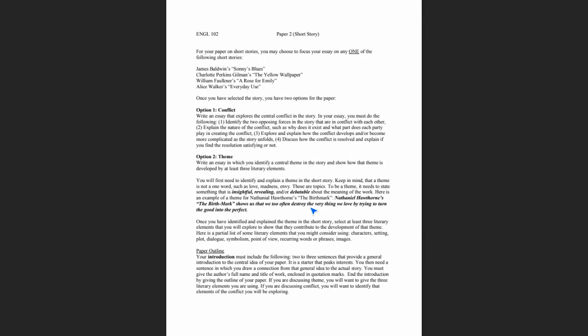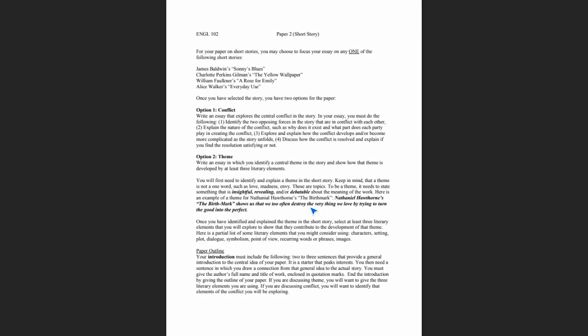Talk about setting. In The Yellow Wallpaper, setting is very important. Talk about dialogue. If you look at Sonny's Blues, there's a lot of dialogue in that story between the older brother and his mother, and various dialogues between the older brother and Sonny. How do those play along in the theme? You can look at point of view, recurrent images, phrases, things of that nature. You only need to choose three. So if you go with this option, you want to make sure that you choose the three that work best to support your understanding of the theme.